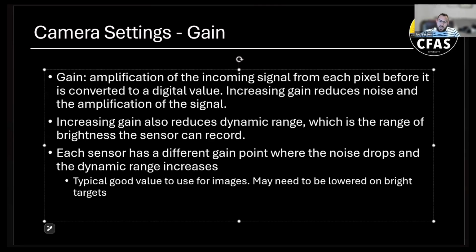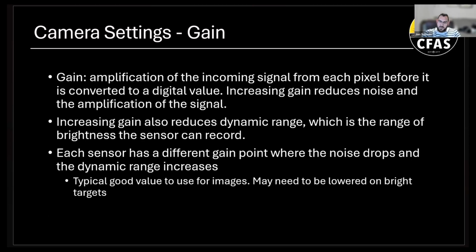So gain, really, is an amplification of the incoming signal. It's taking the light, which has photons, and when it hits the sensor, it converts the photons to electrons. So gain is just amplifying those electrons. So a higher gain, because it's kind of increasing your signal, if you will, is reducing your noise, relative to the amplification of that signal. So you might think, great, I'll just amp up the gain.